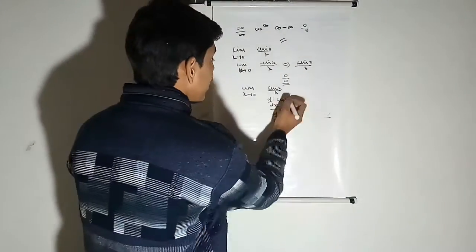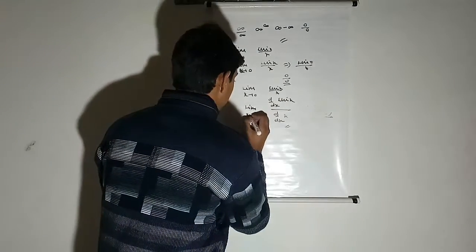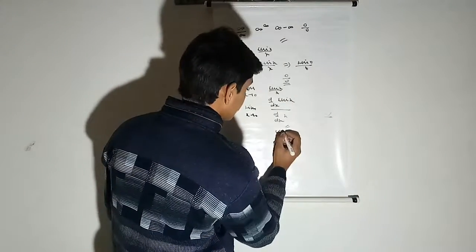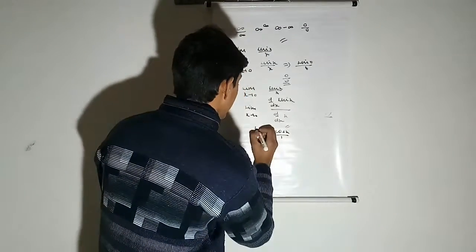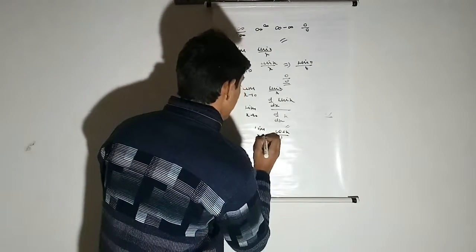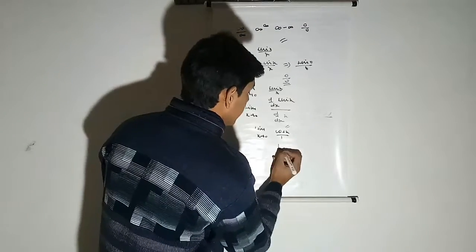So apply d over dx of sin x. Differentiation of sin x is cos x, and differentiation of x is 1. So limit x tends to 0, then cos 0 is 1. So 1 is the right answer.